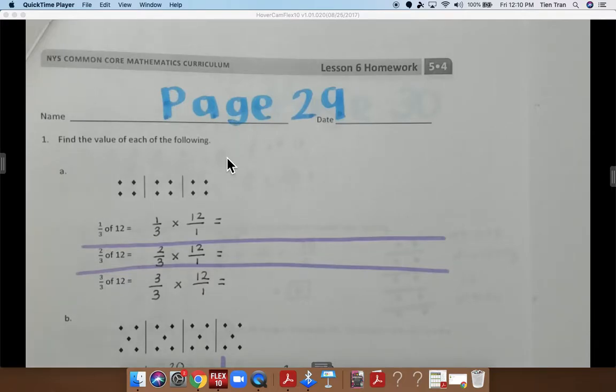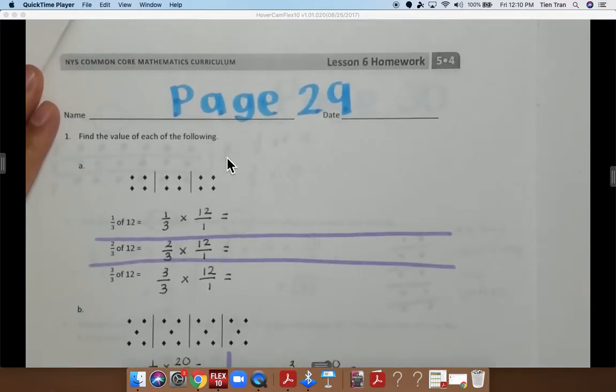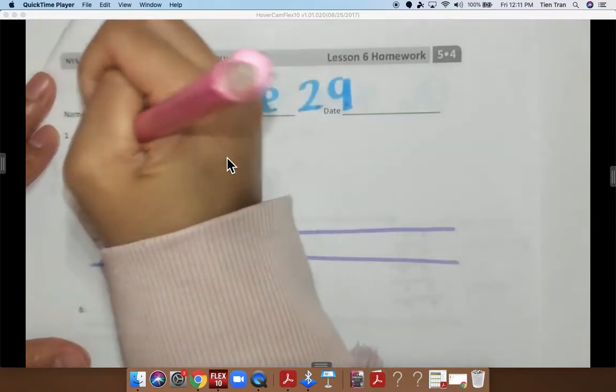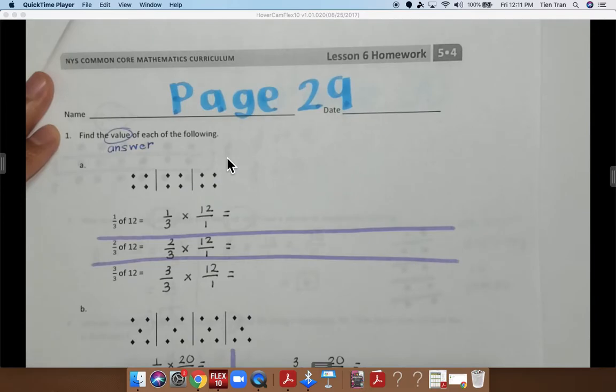We are on page 29. For the first question we have here, it asks you to find the value of each of the following. Value means the answer to a problem. So that's what they're asking you to do. They're asking you to find the answer to the problem.